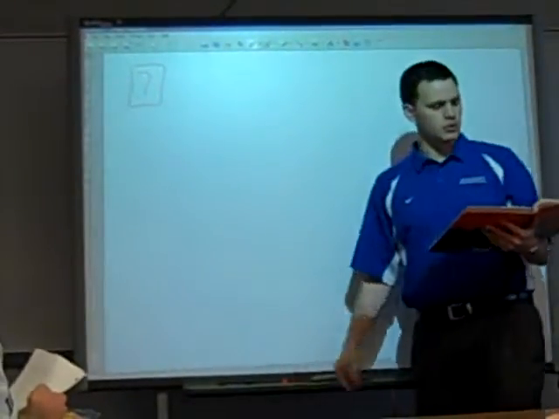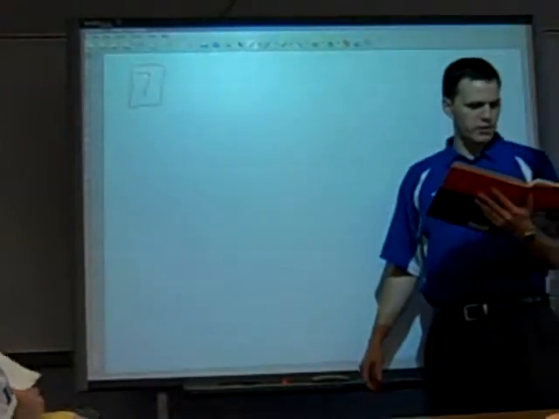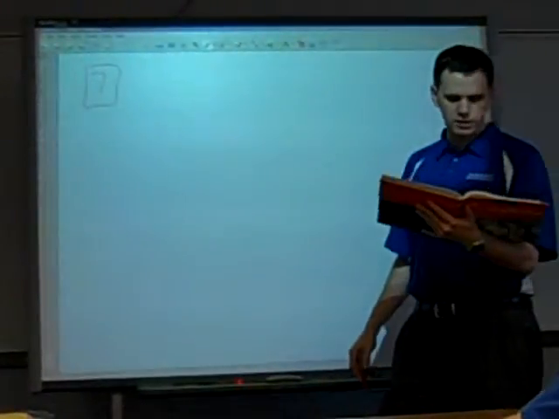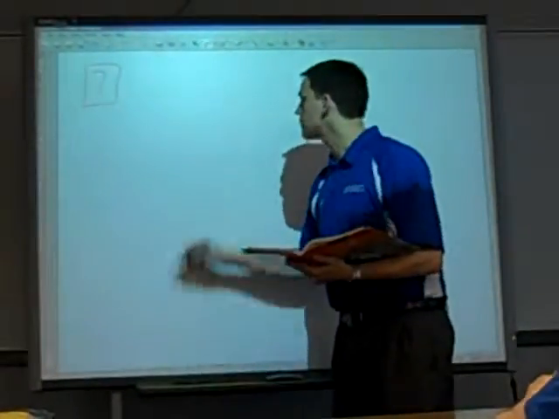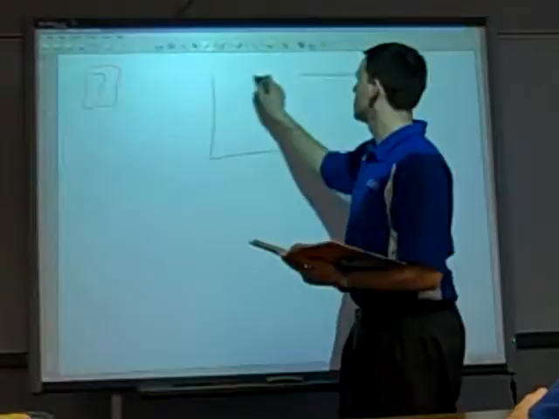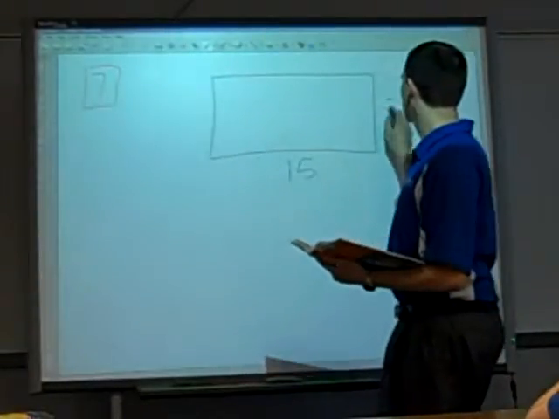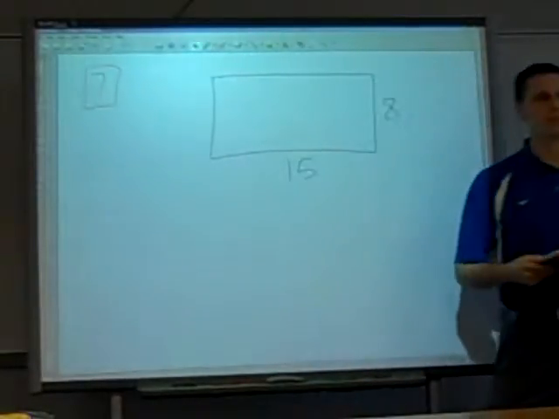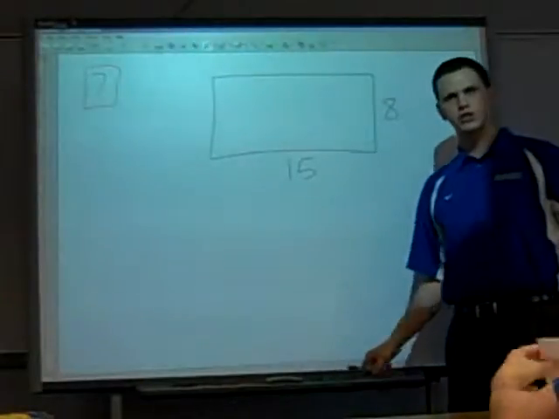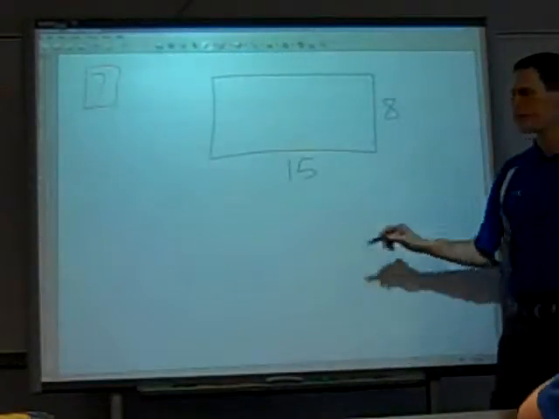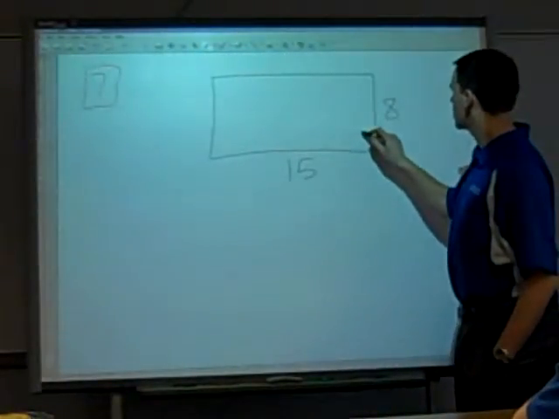So problem number 7. It says we're planning to make an open rectangular box from an 8 by 15 rectangle. So this is 15. This is 8. To make an open rectangular box, you guys had an extra credit assignment similar to this, I believe. You need to cut corners.